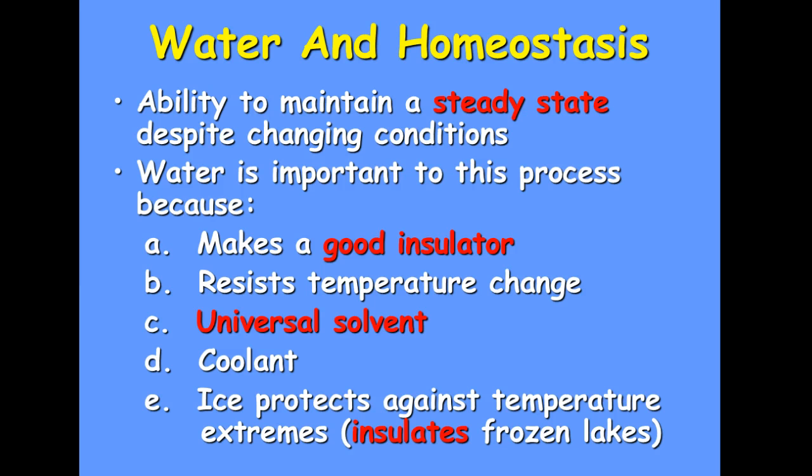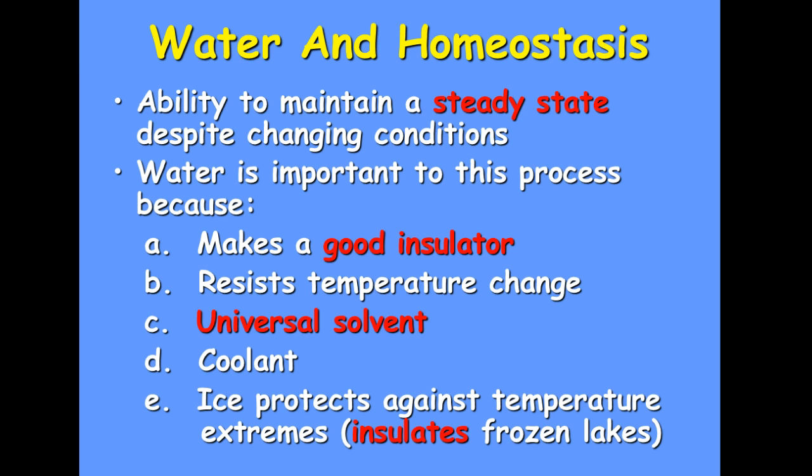One reason why water is important to homeostasis is because, A, water makes a good insulator. B, water resists temperature change. C, water is a universal solvent which helps dissolve all our stuff in our bodies to make sure we get our nutrients.